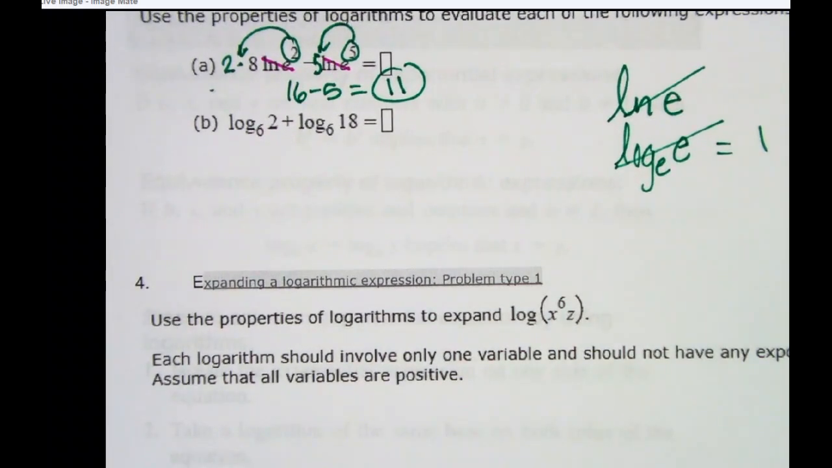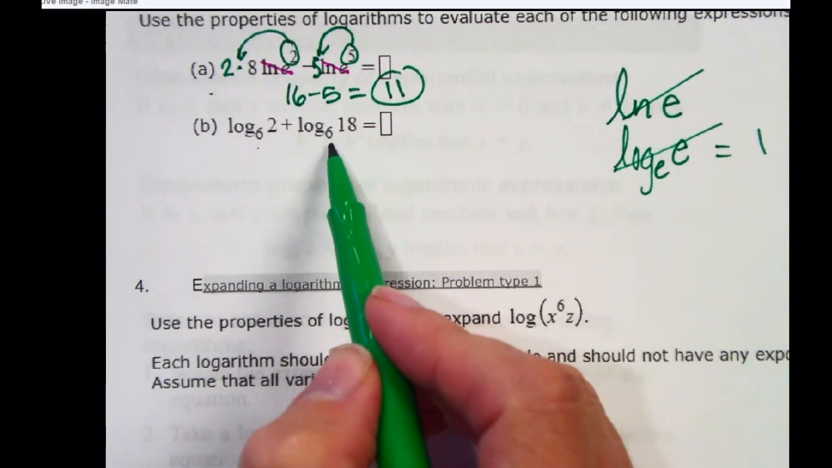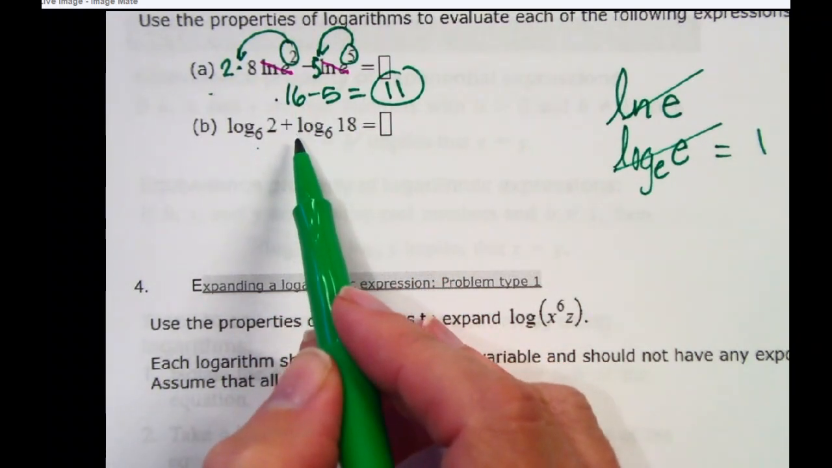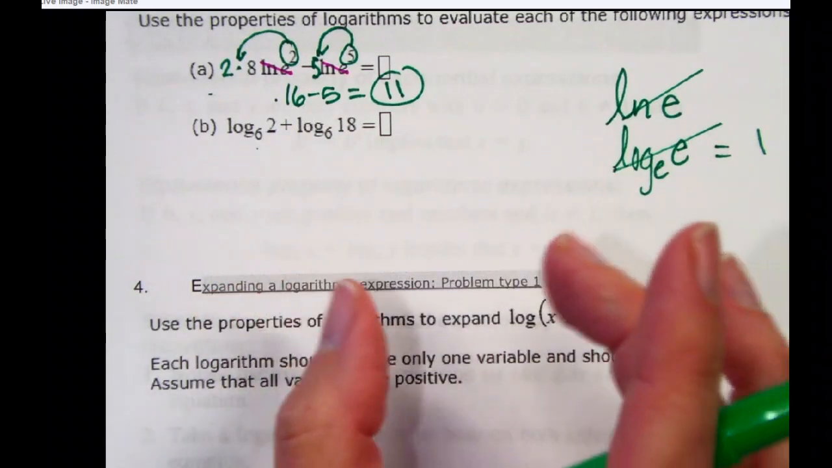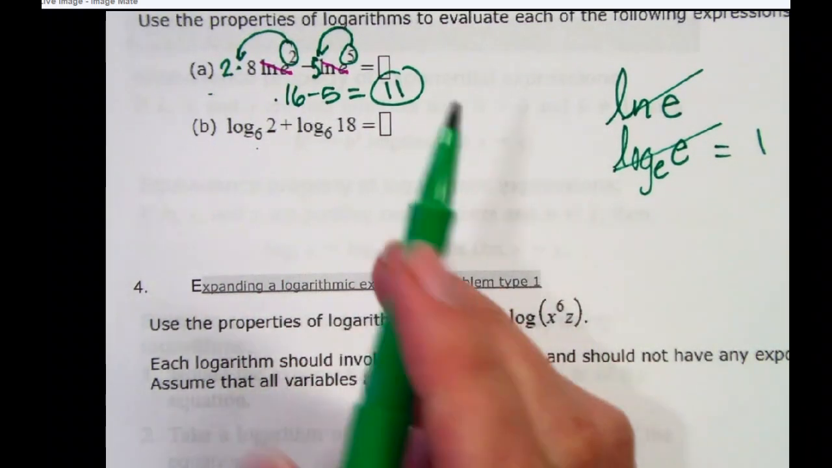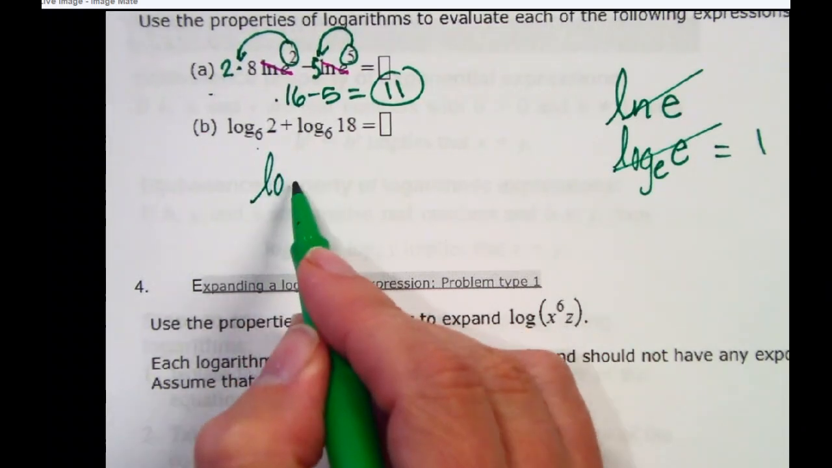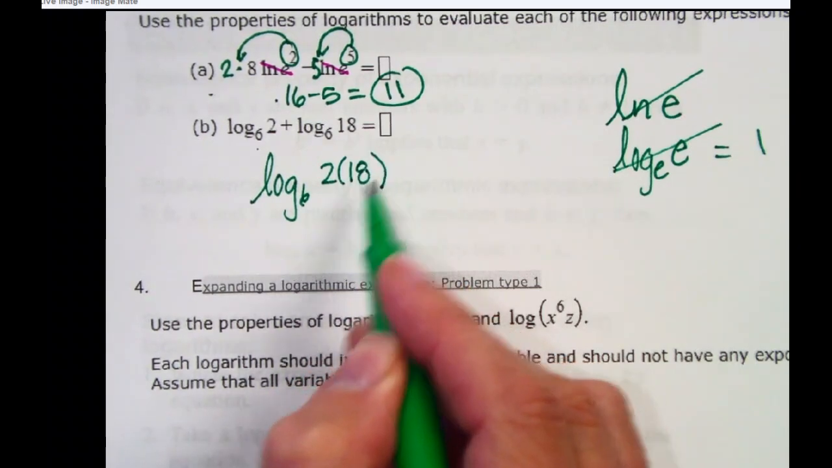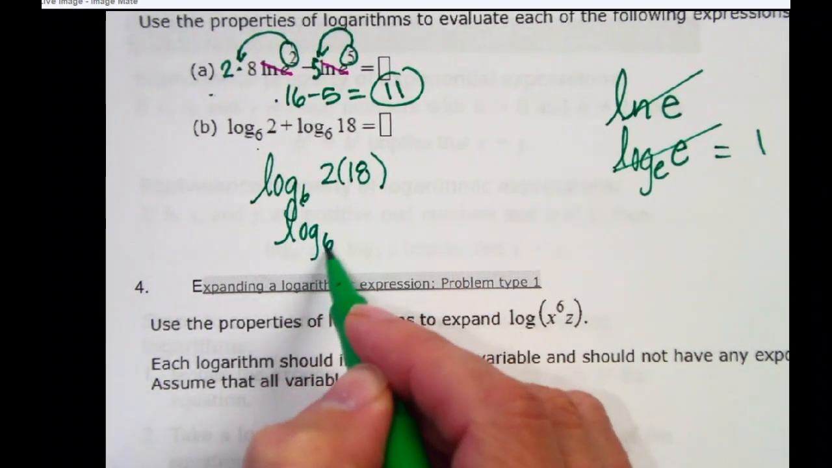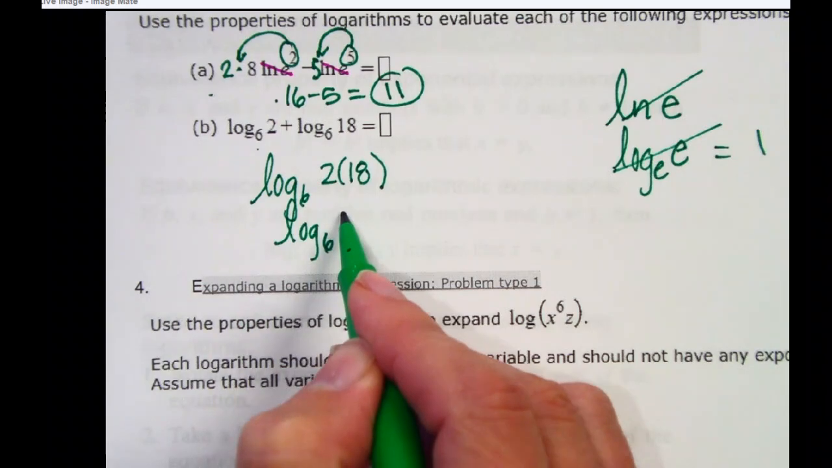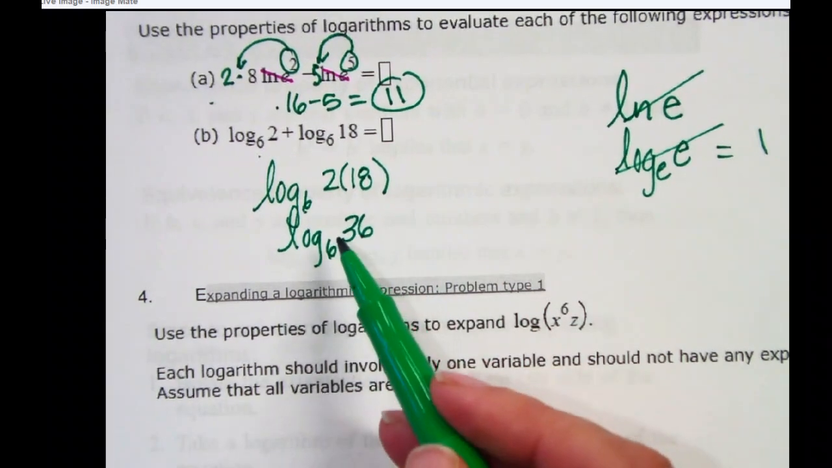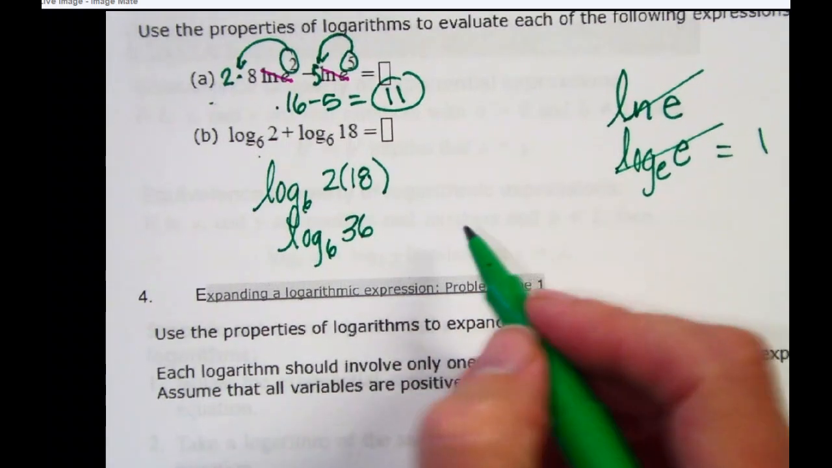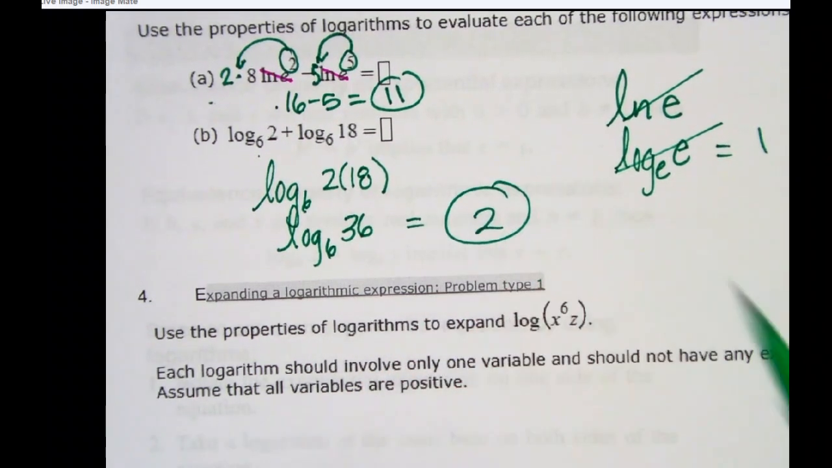On this one, we have the same base, we don't have any exponents, but I have an addition. So I can smash this into one logarithm with what operation? Multiplication. So 2 times 18. So now I've got log base 6 of 2 times 18, which is 36. 6 to the what is 36? Yeah, so this equals 2.